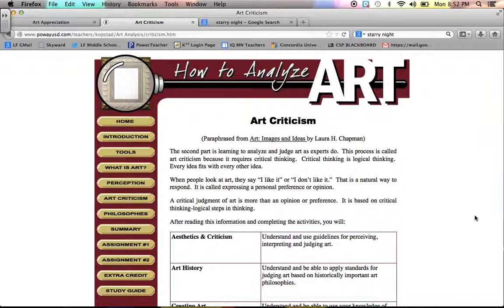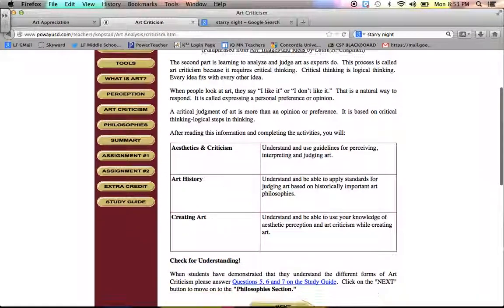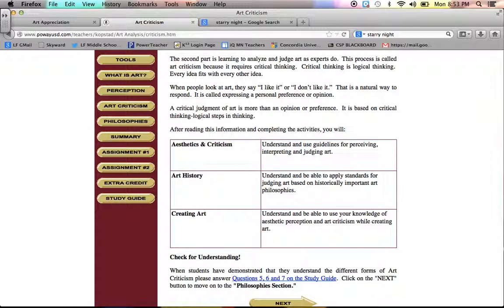Or you might talk about things that may be lacking that they could have worked on a little bit more to increase the dynamic of that painting or sculpture. So you've got aesthetic and criticism, which is understanding the use of guidelines for perceiving, interpreting, and judging art. Then we have our art history. Is there some information, background knowledge that we can read about to understand this work of art?